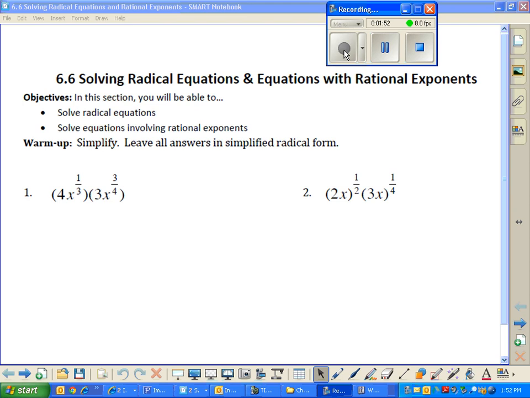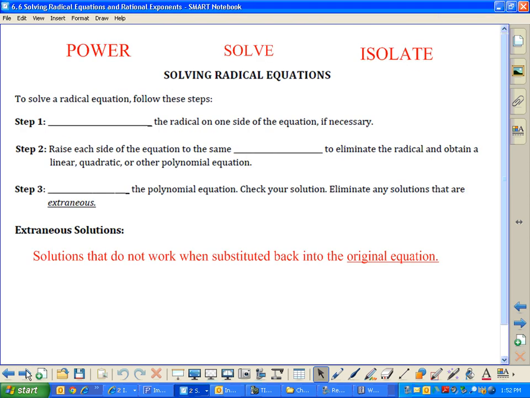Nice job. So essentially what you just summarized, and this will be our warm-up for tomorrow because this is a 2-day lesson, you just taught yourself the 3 steps to solving a radical equation. So let's make those steps official. The first thing you're going to do is the thing that Megan just said. You're going to try to isolate that radical.